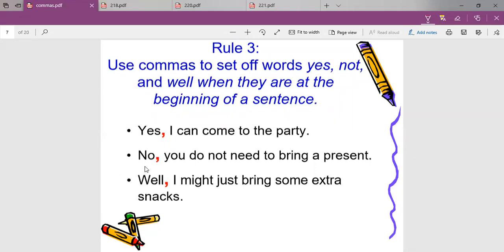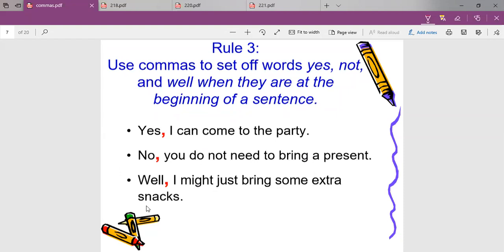The second one. No, you do not need to bring a present. Number 3. Yes, Malik, read number 3. Thank you, Ishal. Well, I might just bring some extra snacks.